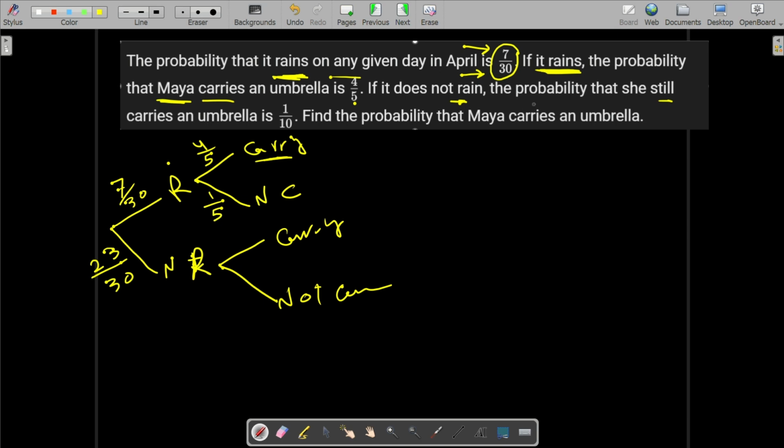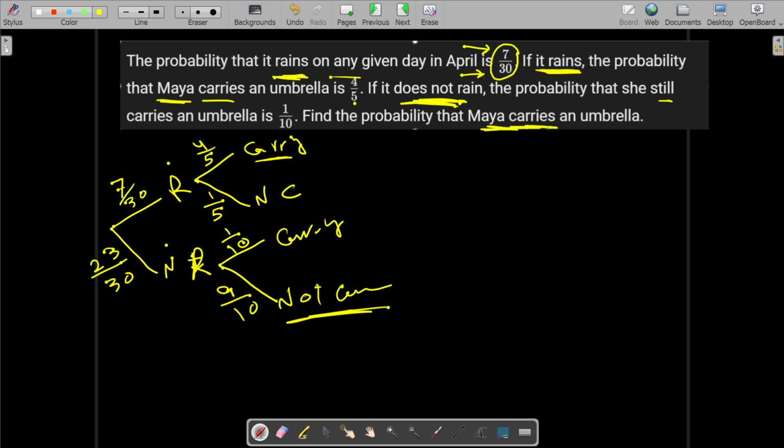Okay. If it doesn't rain, now we are moving to the second branch. If it doesn't rain, the probability that she still carries an umbrella is 1 over 10. So 1 over 10 is the probability of carrying her umbrella in case of not raining. And in this case, not carrying an umbrella is 9 over 10. This gives you a clear picture about what's going on here, and you can solve any question literally if you do this correctly. Here the question is: find the probability that Maya carries an umbrella.